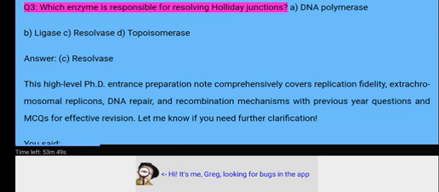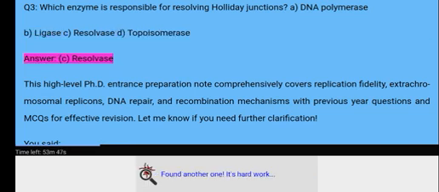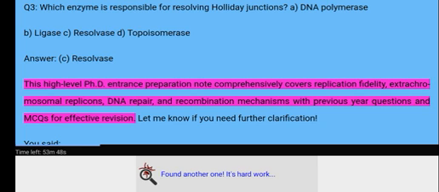Q3. Which enzyme is responsible for resolving Holliday junctions? A. DNA polymerase. B. Ligase. C. Resolvase. D. Topoisomerase. Answer: C. Resolvase. This high-level PhD entrance preparation note comprehensively covers replication fidelity, extrachromosomal replicons, DNA repair, and recombination mechanisms with previous year questions and MCQs for effective revision.